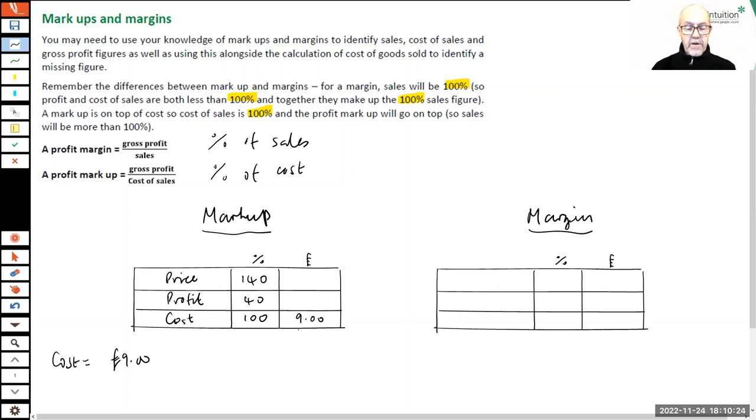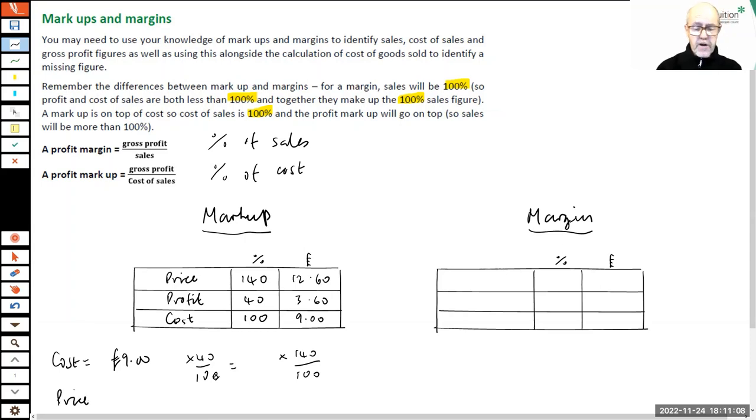We do £9 times 40 over 100. It's 3.60, isn't it? To get our profit. We can do £9 times 140 over 100. It's late, I know I shouldn't be using a calculator. 12.60, and always check: £9 plus 3.60, 12.60. Sure enough.